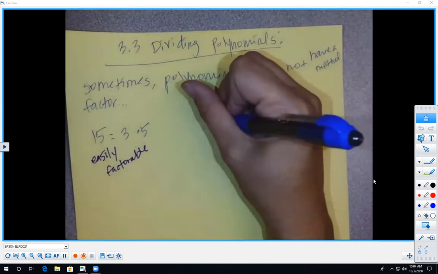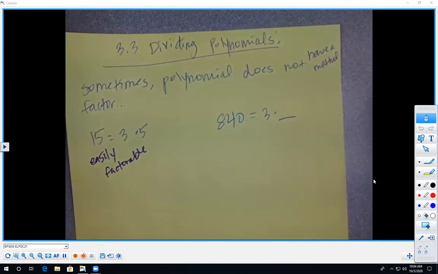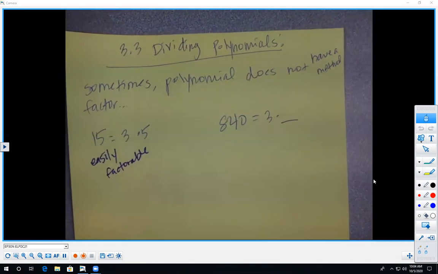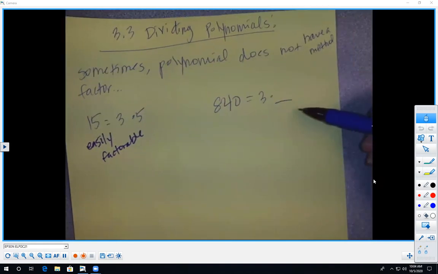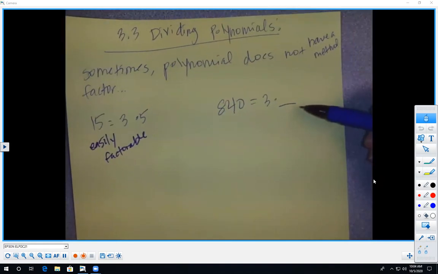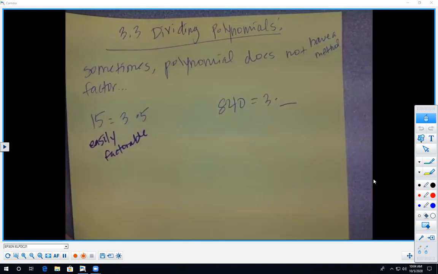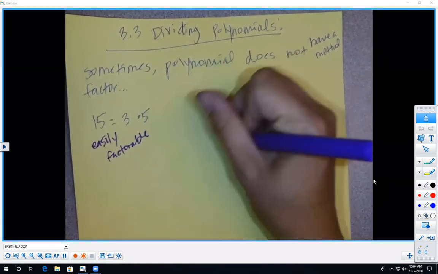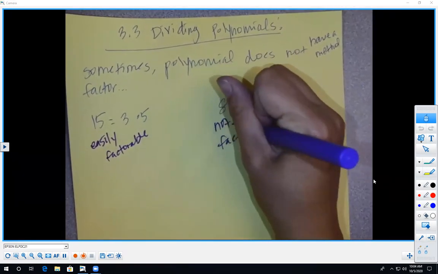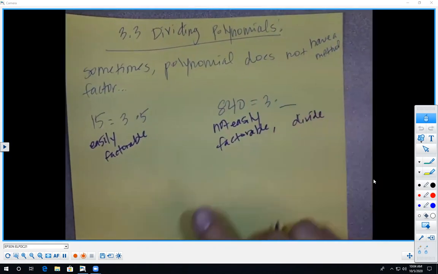What about the number 840? That is 3 times what? Do you know? Okay, so I don't know off the top of my head, right? How would you figure out what it is? Use a calculator and do what with it? Do 840 divided by 3 and it tells you that other number, okay? So this is one that's not easily factorable, right? So instead, we divide to figure out the other factor.